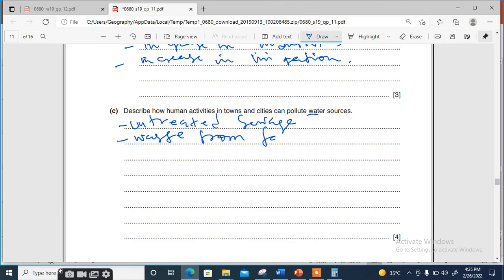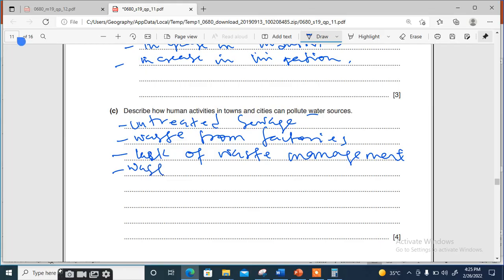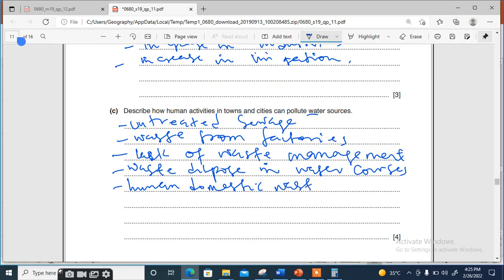Waste from factories and industries. We can look at lack of waste management in a country. We can also look at things like wastewater entering a river course. So waste disposed in water courses, things like human domestic waste disposal.